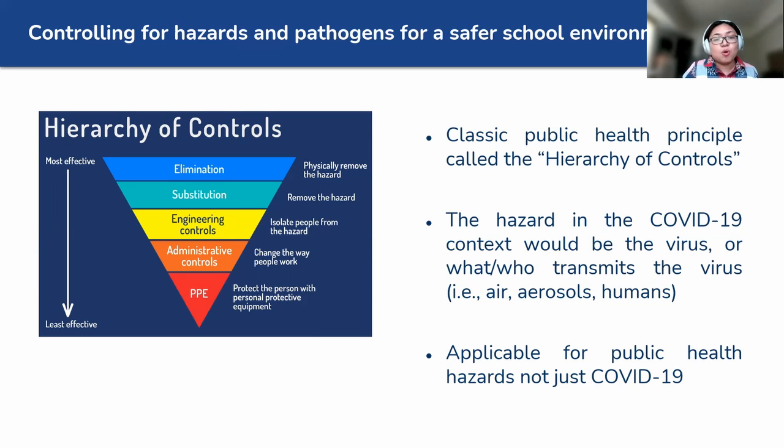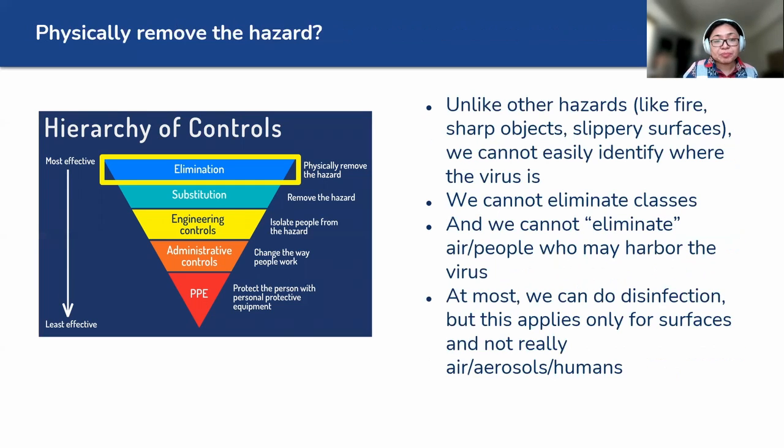So let's go through it one by one. So the first is elimination, physically remove the hazards. Unlike the other hazards, which are things like fire, sharp objects, slippery surfaces, for COVID-19, we cannot easily identify where the virus is. So that's the challenge there.